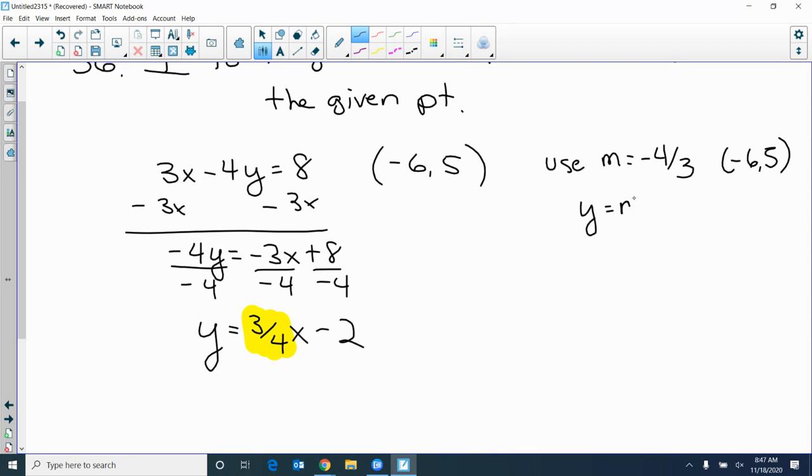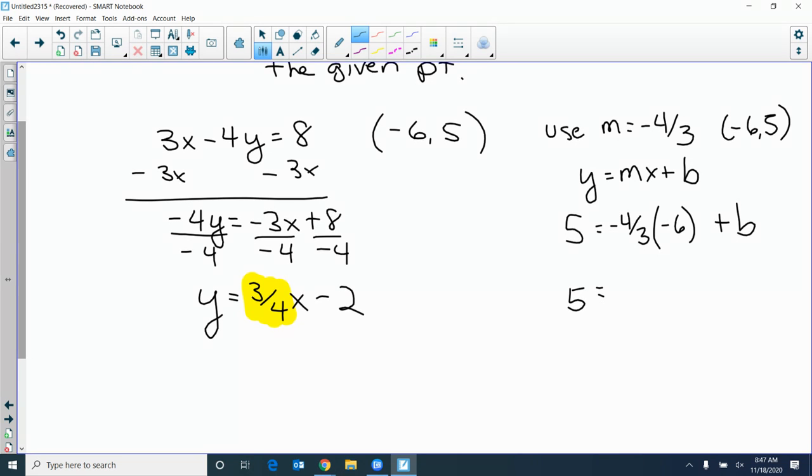this equation y equals mx plus b. And so when I do that, because I got to find what the y-intercept is. I don't know what it is. 5 goes in for the y. M is -4/3. X is -6 plus b. And so what is -4/3 times -6? Okay, what do you got there, Colin? 8. So, yep, it's going to be +8. +8 plus b, and then subtract 8, and I get -3 equals b.